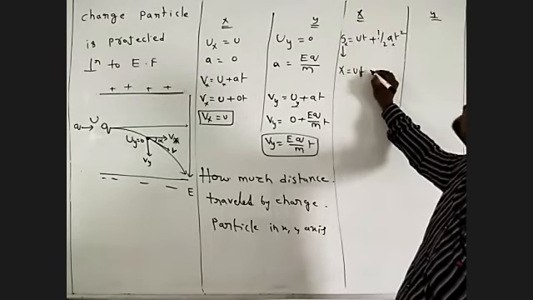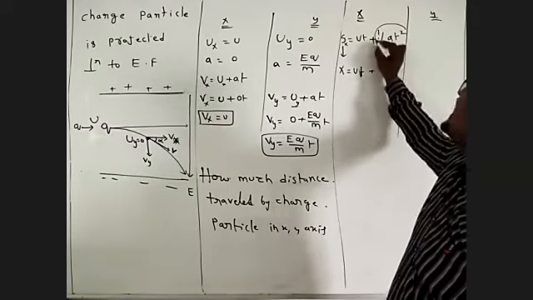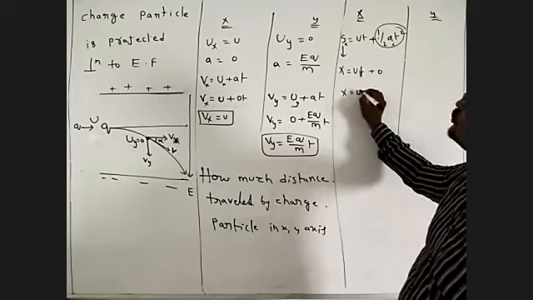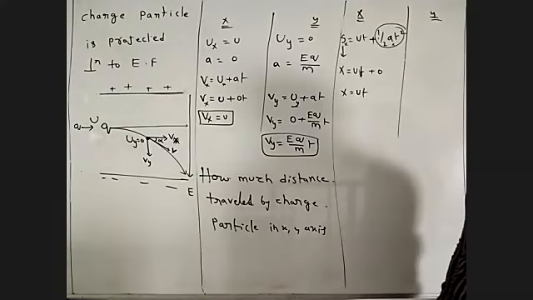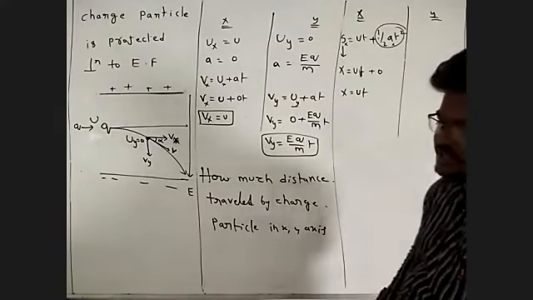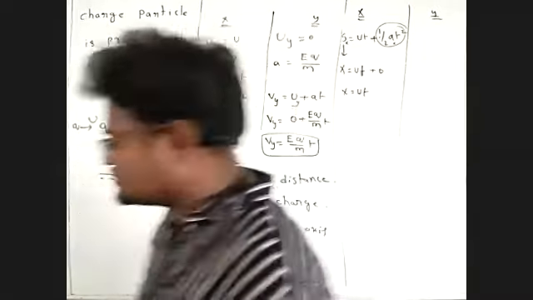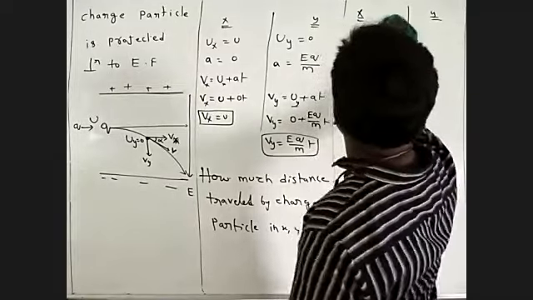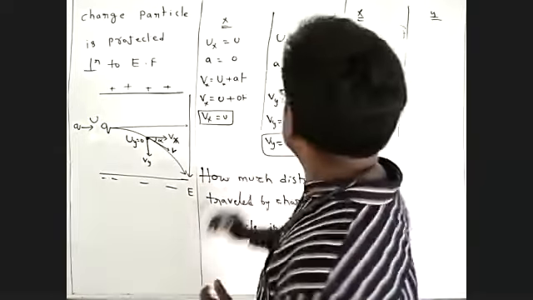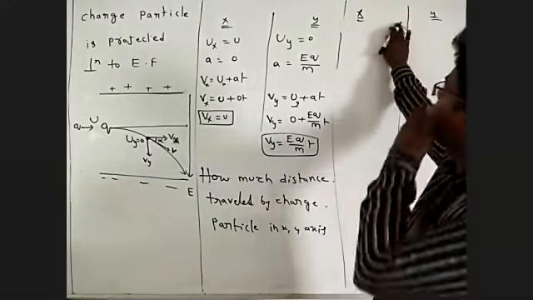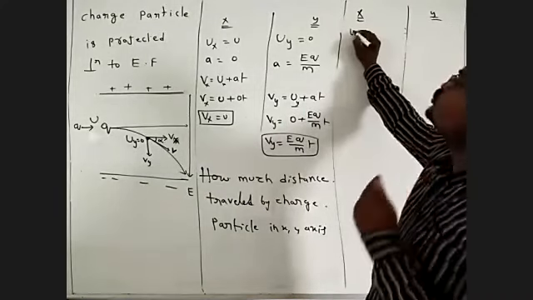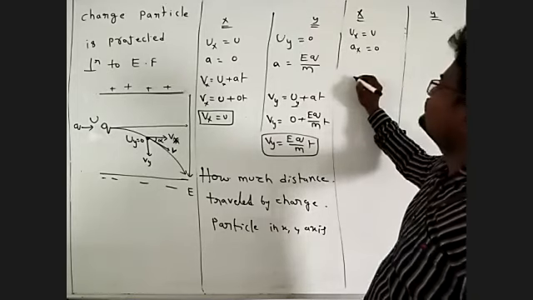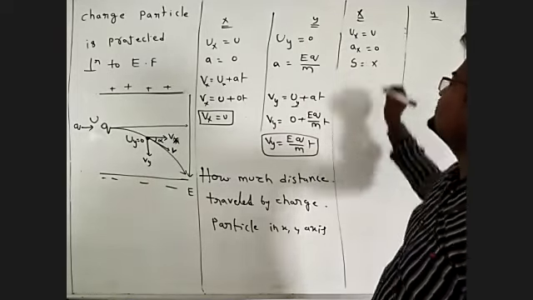Now I'm taking the acceleration along the x-axis as 0. So x is equal to ut. What are the conditions? I'm going to write the conditions. In the x-axis, the conditions are ux is equal to u, ax is equal to 0. S means displacement, which means x.